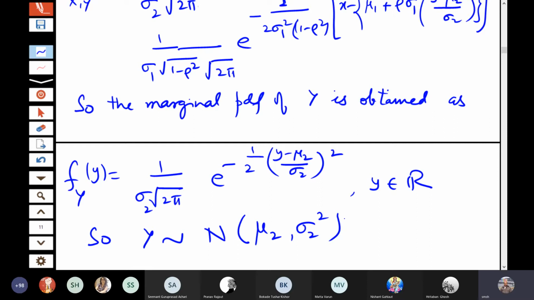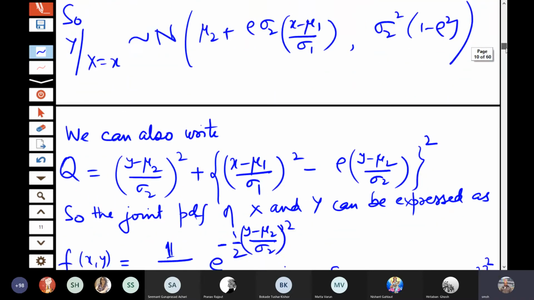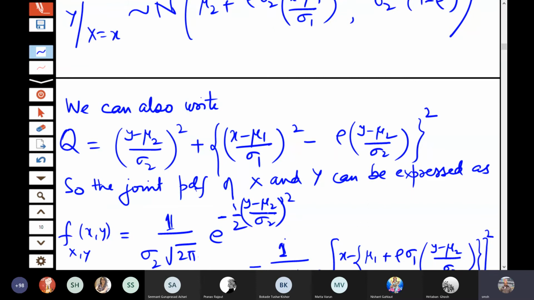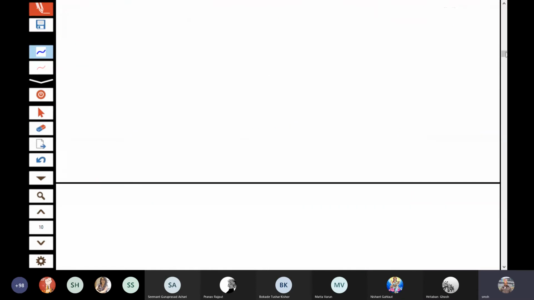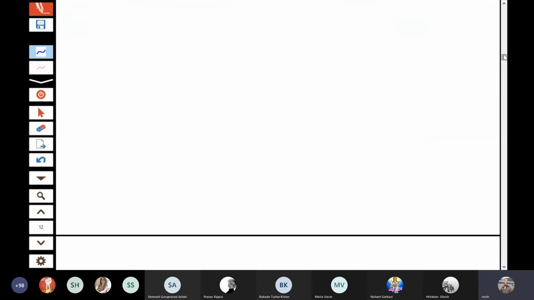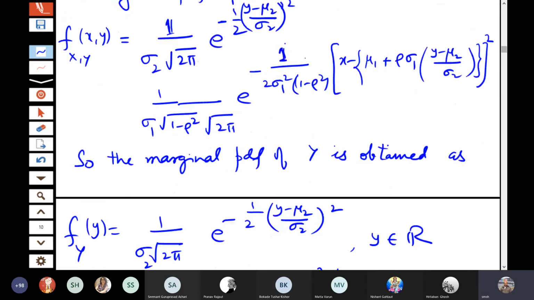And you can immediately see the conditional distribution of x given y also, because if you divide the joint distribution by this term, exactly this term will get cancelled out and you will be left with the second part here. The second part here is this part, which is nothing but again a normal distribution with mean mu1 plus rho sigma 1 into (y minus mu 2) by sigma 2 and variance sigma 1 square into (1 minus rho square).